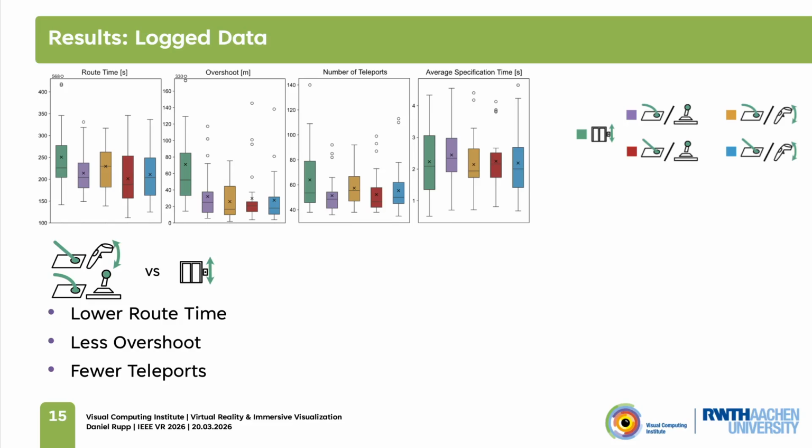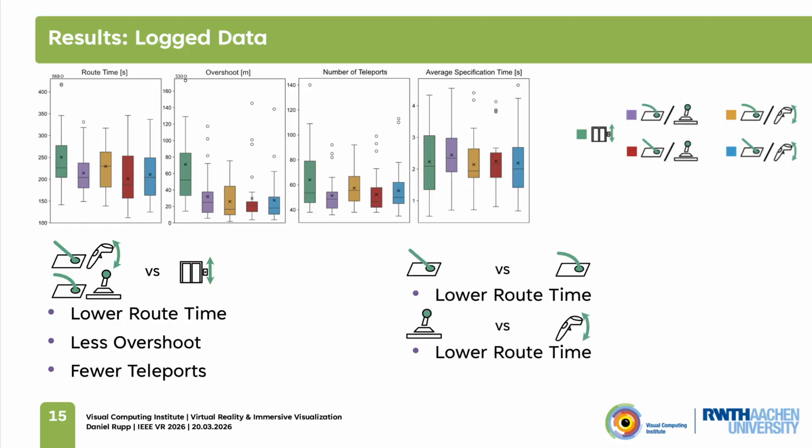When looking at the different SATOR variations, there was only a significant difference for route time, where the straight ray and the joystick were significantly faster than tilt.